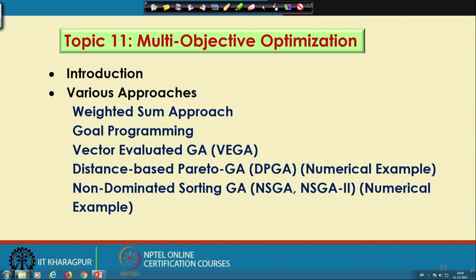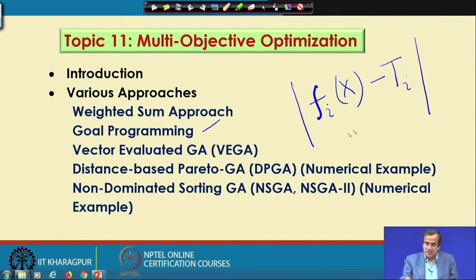Now, then comes the concept of goal programming. So, in goal programming what we do is we have got some target and we have got some calculated value of the objective. Supposing that the calculated value of the objective is, say, f_i(x) and the target is, say, t_i, we find out the difference, the mod value of that difference, and we try to minimize it, and that is actually goal programming.